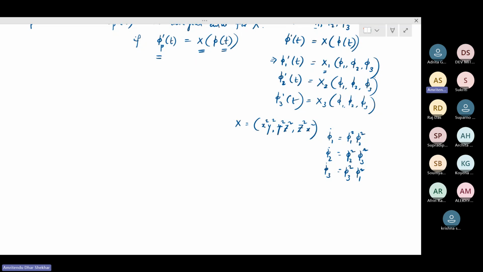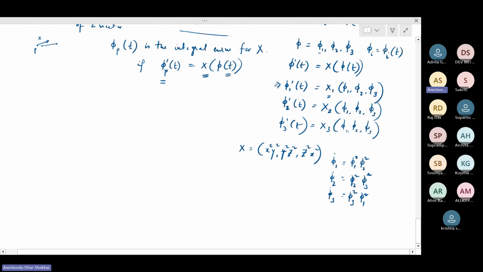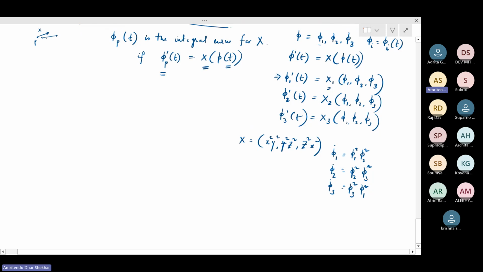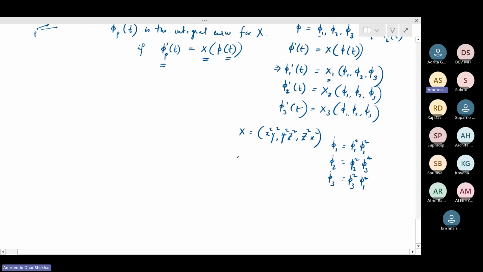Okay. But in order to solve for the system of ODEs, you need an initial condition. So the initial condition is basically this. You will set phi(0) at P. So this is the initial point. So you start off from a particular point P, and then you start to trace out a curve. Okay. At each point in the curve, the tangent vector to that curve.